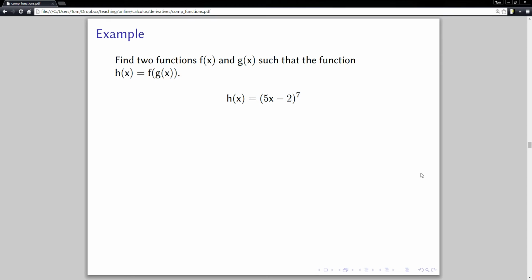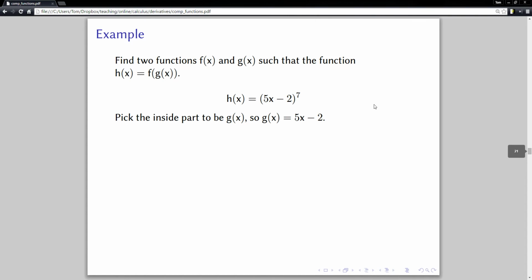Okay, so these are sort of the reverse problems. Here I have a function h of x equal to (5x minus 2) to the 7th power. I want to find two functions f and g such that h is f of g of x. So this is sort of the reverse problem. Here I have the end result of a composition of two functions, and I want you to name the pieces of the composition.